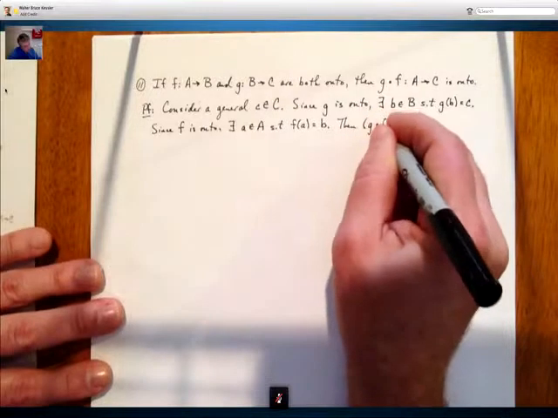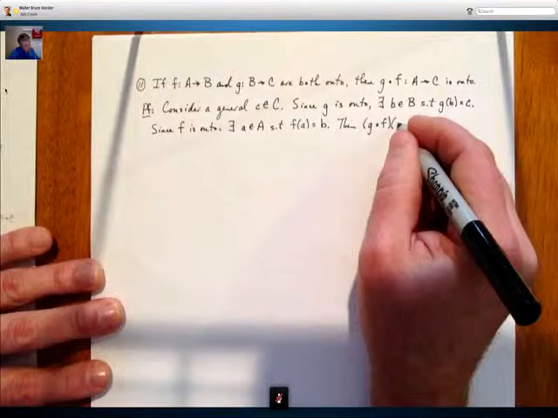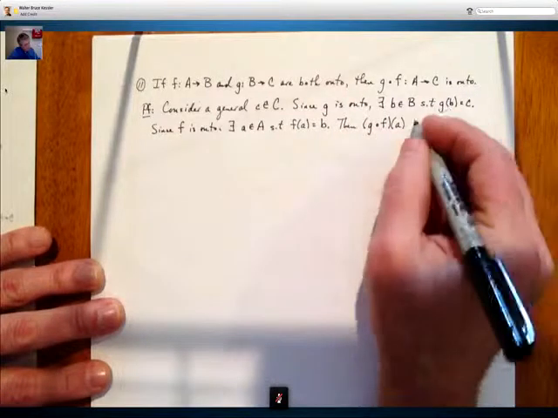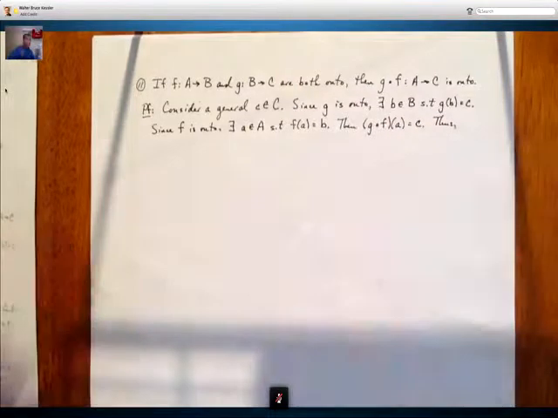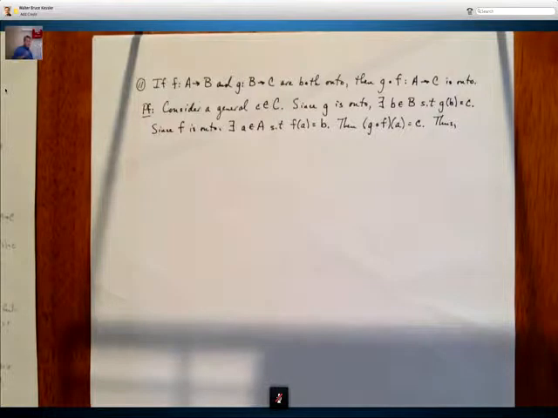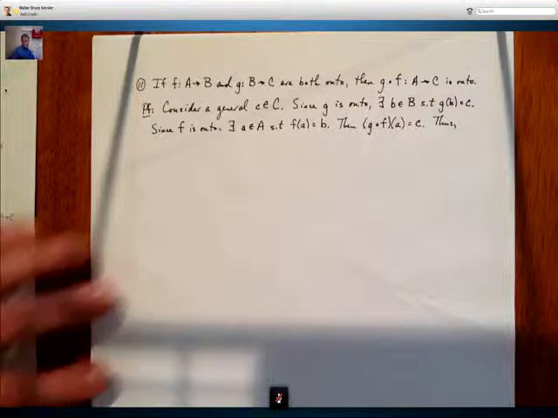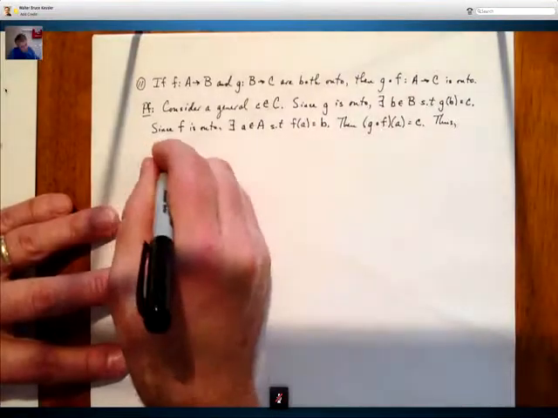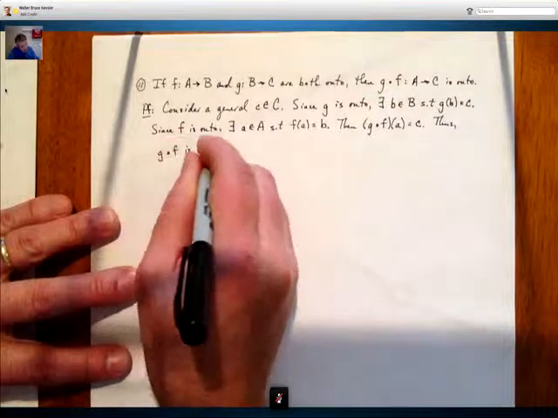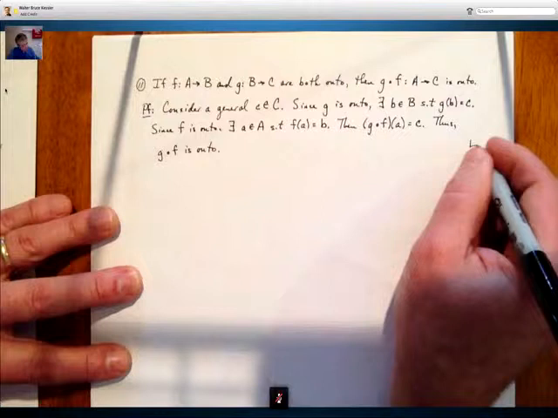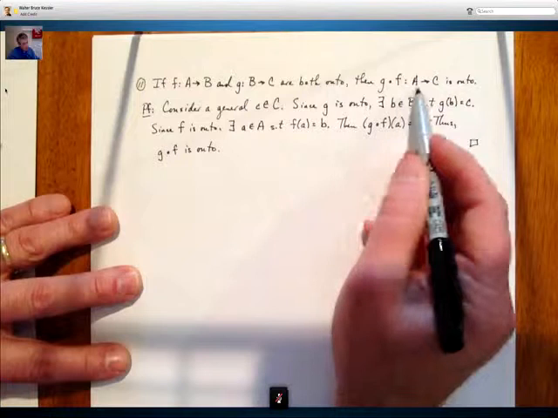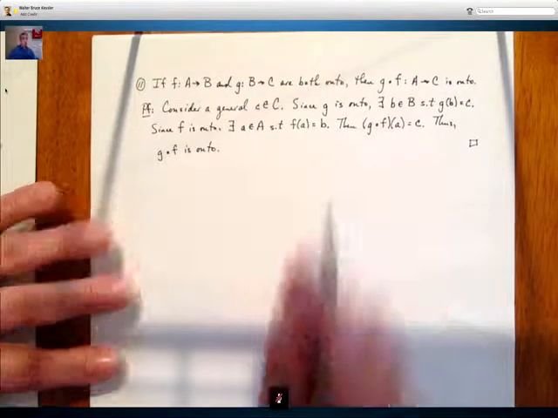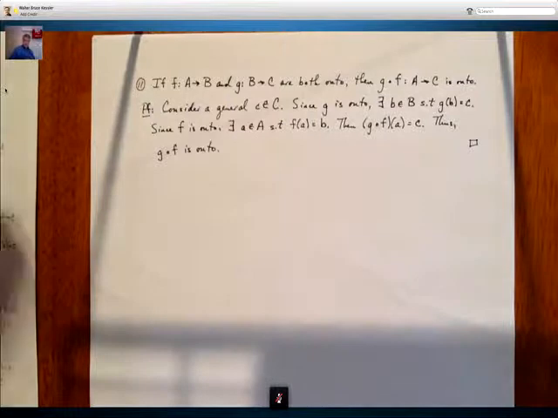And that means then that G of F of this A goes first to B, then B goes to C. And so what I've done is I've taken a general element in C and shown that there has to be an element in A such that G of F of that A gives me C. Thus, G of F is onto. Okay, all I had to do was take a general C and say, hey, can you show that there's something back here that would give me that? Okay, and you can. All right.